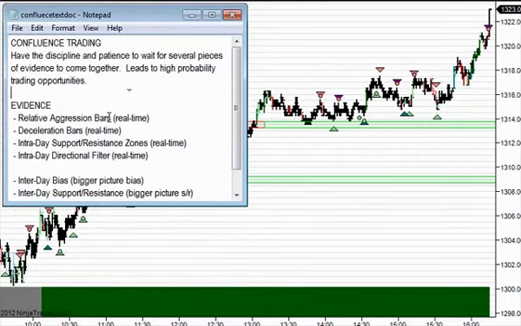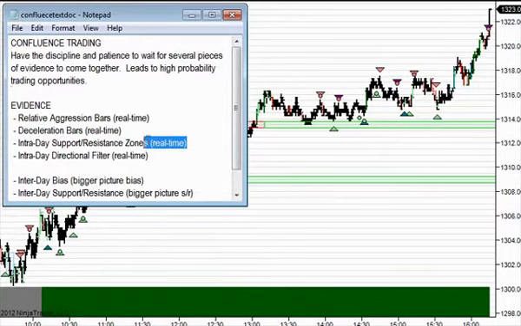We have relative aggression bars, which really get right to the heart of the auction or the order flow and tell you which side, buyers or sellers, is more aggressive. Because if you can stay in line with the more aggressive side, obviously your odds go way up. It also can help you hone in on some really good, precise areas of trade location where you don't have to risk much to know if you're wrong, and if you're right, you have a pretty high reward ratio, so to speak. We also have deceleration bars, which tell us when the market's essentially slowing down or decelerating.